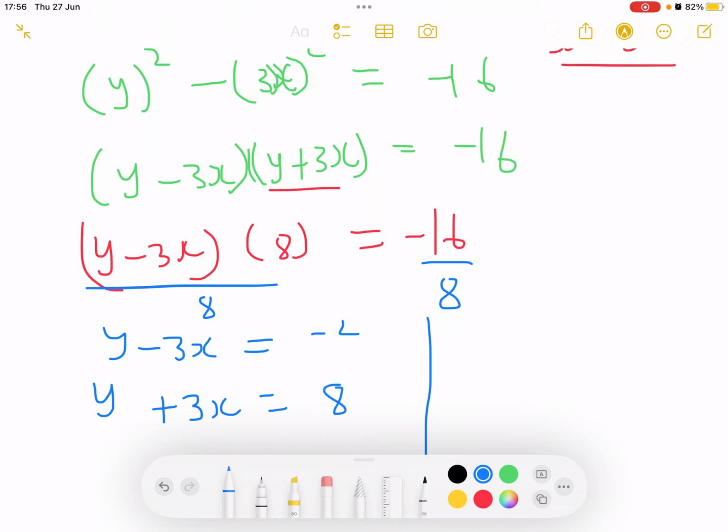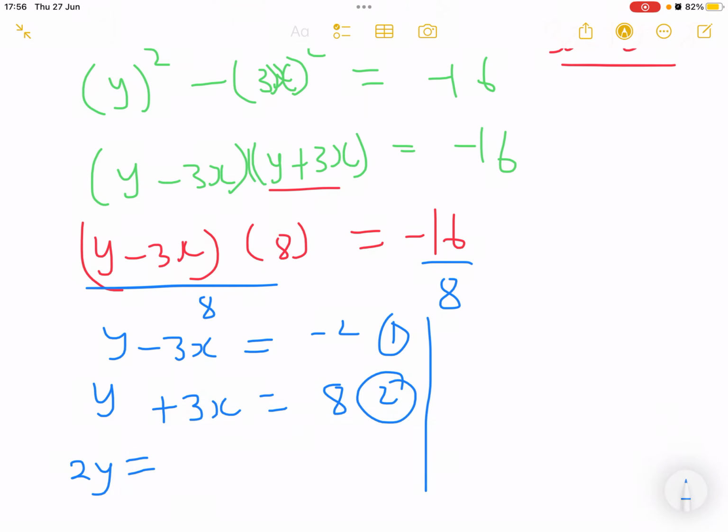And this is equation 1 and equation 2. Then let's sum up equation 1 and equation 2. We will get 2y plus 0 is equal to 6. Then we divide both sides by 2, and then we get y is equal to 3.